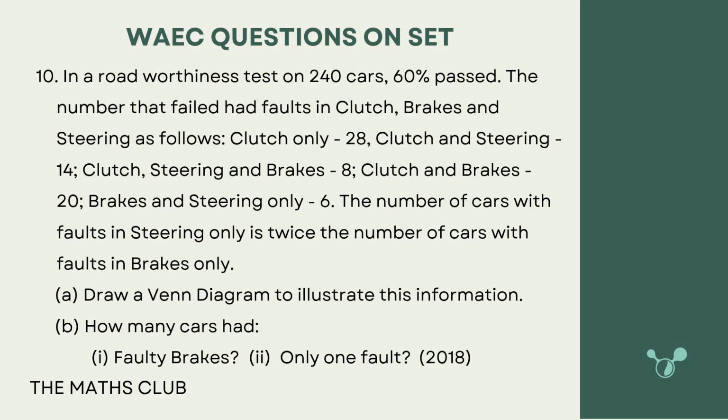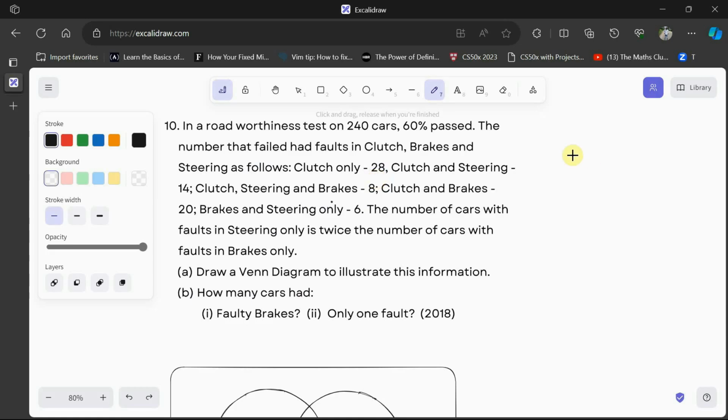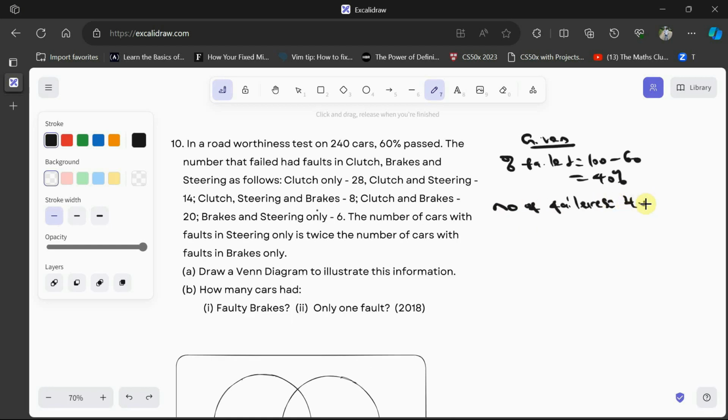I think this particular question is really testing your understanding of where they say brakes and steering only. So let's see how we're going to resolve all of this. As always, we start with our given. We're told that 60% passed, and all the information they give us is about failures. That means if 60% passed, then the percentage that failed would be 100 minus 60. So that would be 40%. So 40% of these vehicles failed. And what is 40%? Let me say number of failures. So number of failures is 40% of 240. So 40% times 240.